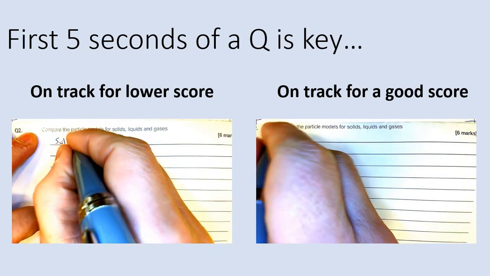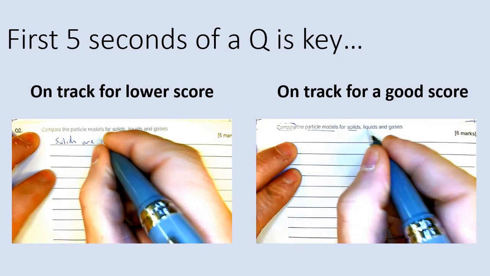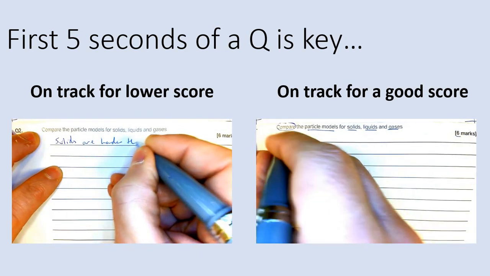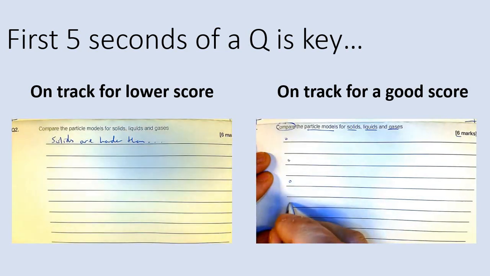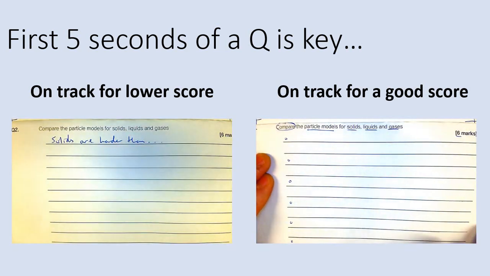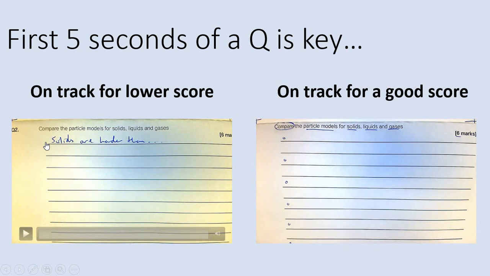Now what we notice is the student on the left gets off to a flying start. They've already started writing. Chances are they've not really read the question. The consequence of this is that they haven't really given their brain time to structure how they are going to get the marks. They've certainly not looked at the fact it's a 6-mark question. So: compare the particle models for solids, liquids and gases. All they've seen very quickly in that moment was compare solids, liquids and gases. So they started writing something about solids.